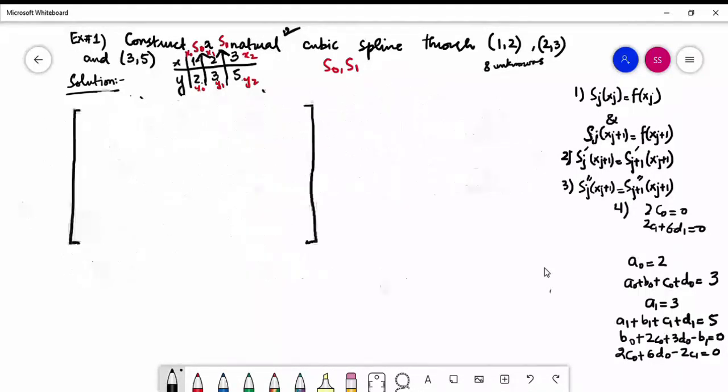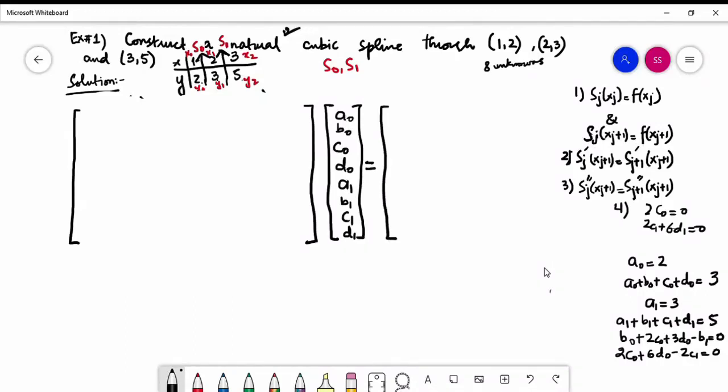Now I would construct the matrix system out of that. The unknowns are a0, b0, c0, d0, a1, b1, c1 and d1, equal to the constants. Equation 1 has the constant 2, equation 2 has the constant 3, equation 3 has the constant 3, equation 4 has the constant 5, and equations 5, 6, 7 and 8 have the constant 0. So this is the constant vector.